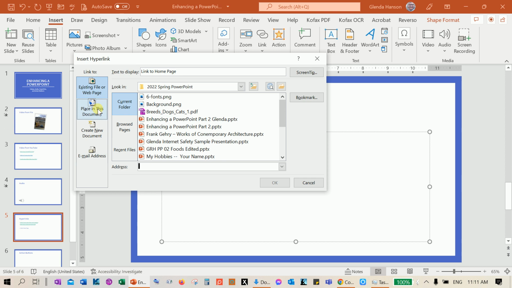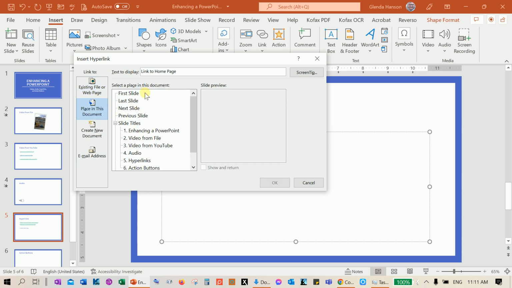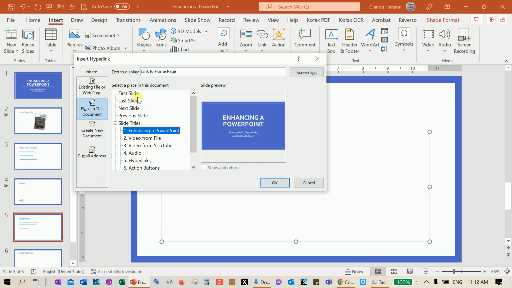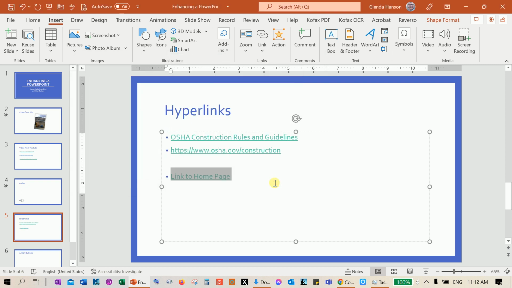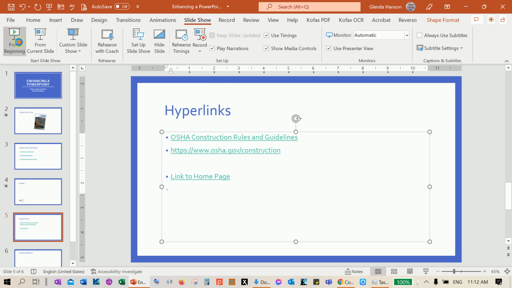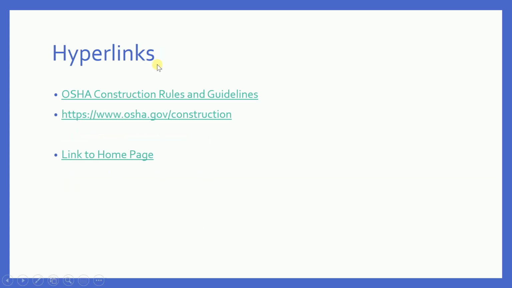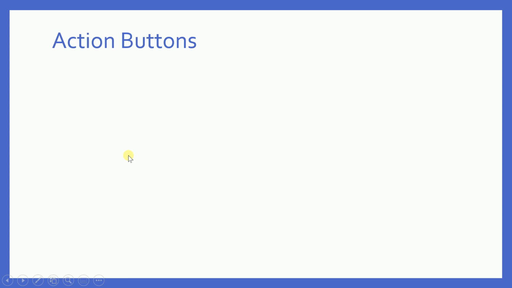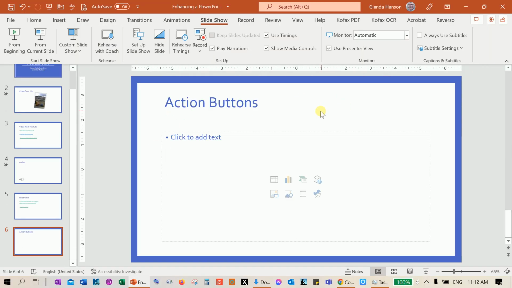So I'm going to place in this document, and I want it to go to where? I want it to go to this slide title here. The first slide, the last slide, the next. That makes it easy. Or to the title. So first slide and enhancing a PowerPoint are the same places. So I'll say OK. And when I use my slideshow, and I'm from the beginning, we're down through here. Now I'll click here. Make me a liar.